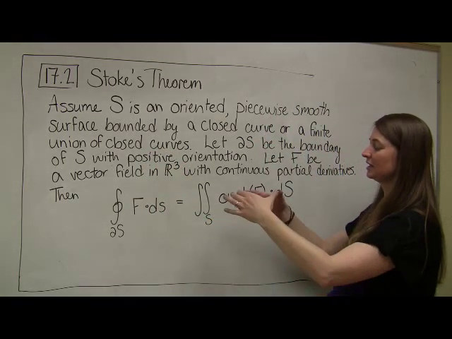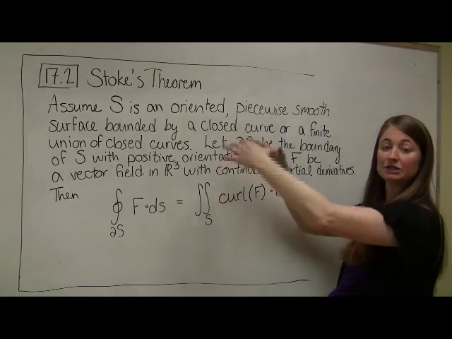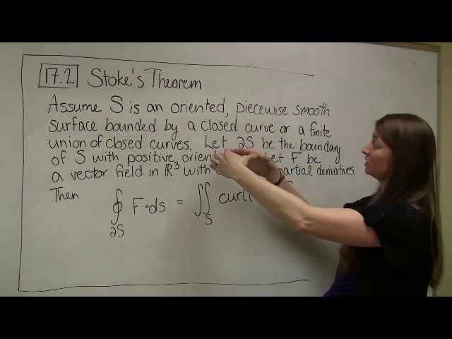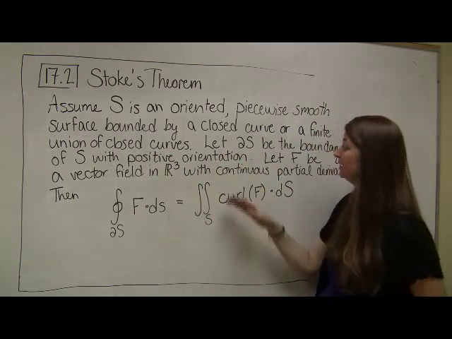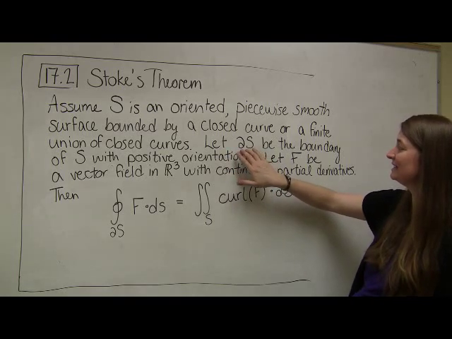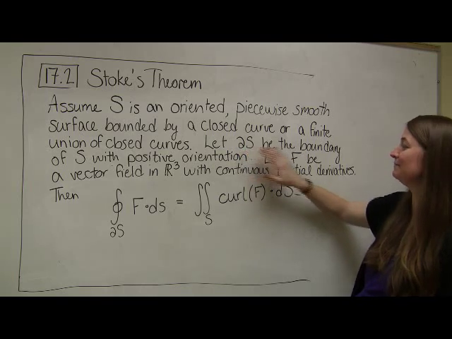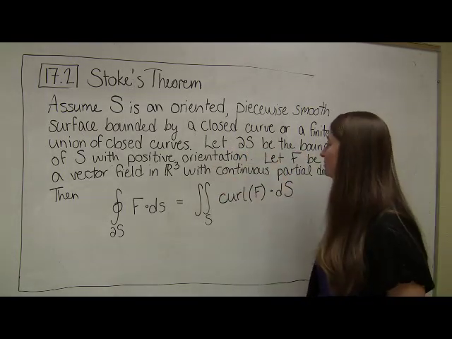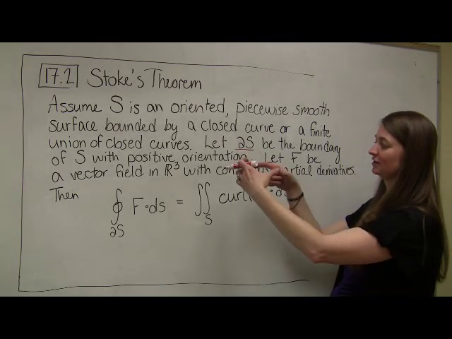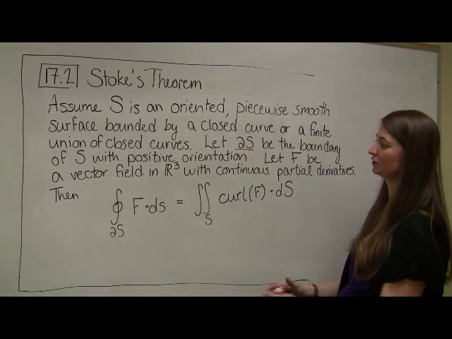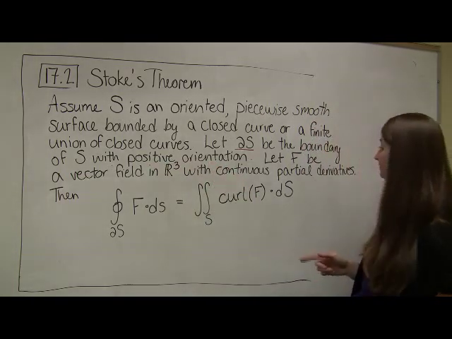Like we saw with the cylinder, the cylinder had two different boundary circles, right? But each of those circles were closed curves, and there's a finite number of them. In this case, there were just two. Next, we'll let this notation, ∂S, be the boundary of S. Again, I hate this notation, but this is standard notation. This is our boundary of S, just like with our cylinder, it was the top circle and the bottom circle. And the boundary has to have positive orientation, which is what we just talked about.